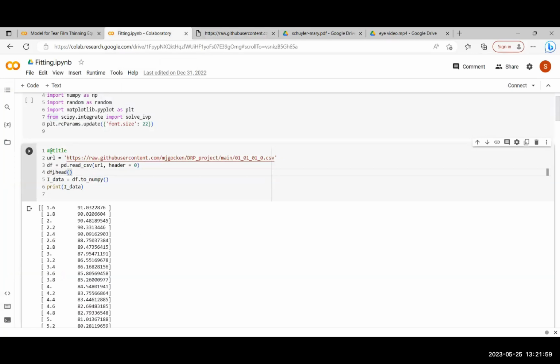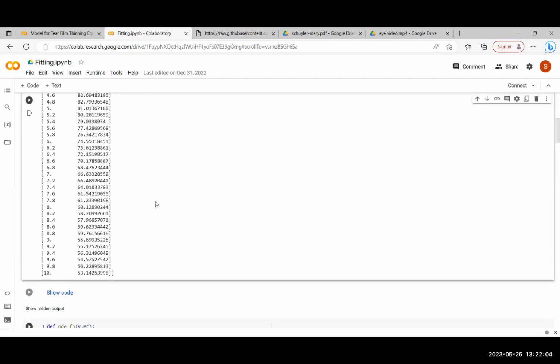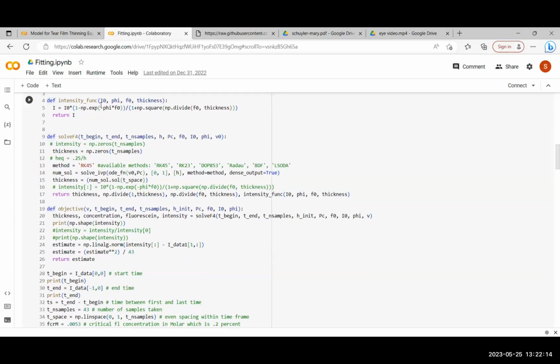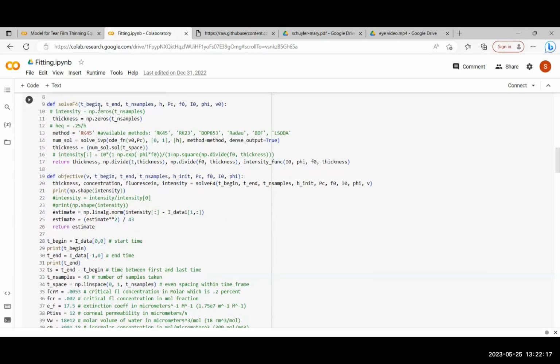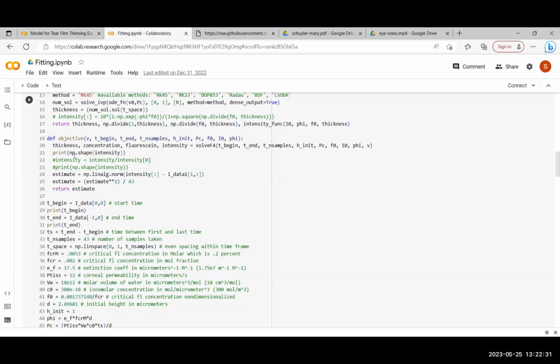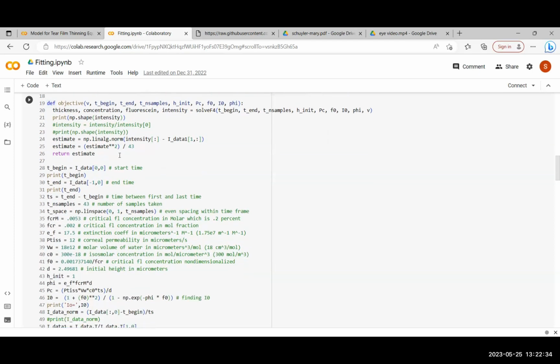And so we downloaded that as a data frame and then transformed it into an array to work with. And then we had a few different functions that we made. The first one is just the same ODE again. The second one is the intensity function, which calculates the intensity. And then we have this one called solve F4, which is similar to the one in the last notebook. It just has different variable names, but it returns the thickness, the solute concentration, the fluorescein concentration, and then the intensity over the trial. And then I'm going to skip this one for now because it's easier to explain later.